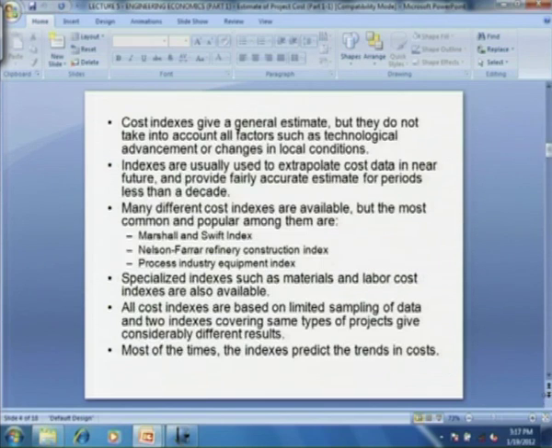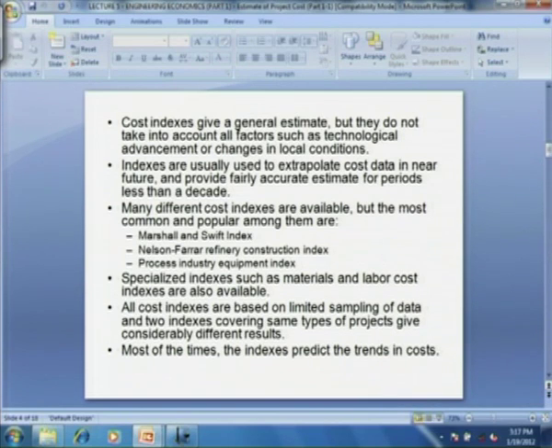Cost indexes give a general estimate, but they do not take into account all factors such as technological advancement or changes in local conditions. Indices are usually used for extrapolating cost data in the near future, let us say over a period of 4 to 5 years, and provide a fairly accurate estimate for periods less than a decade.